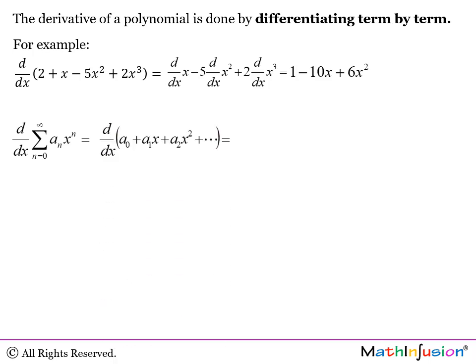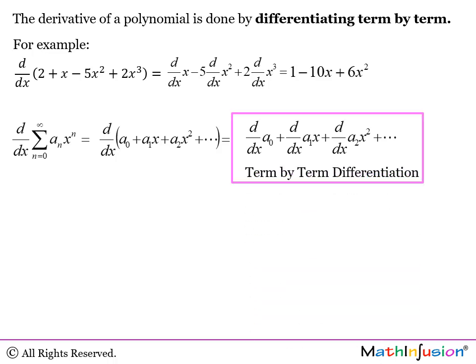Instead of directly doing this, I'm going to write the series as a sum of terms. Now I can differentiate each one of the terms exactly like I did in the above polynomial. This process is called term-by-term differentiation, and the magic is that this can be done if we have a convergent power series. Let's now see everything written using the sigma notation.